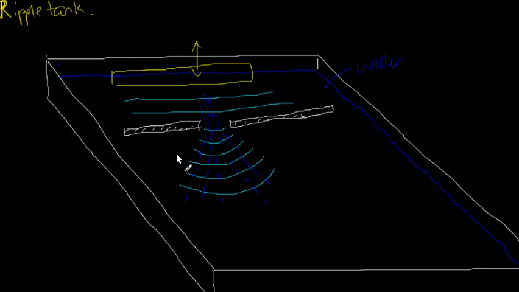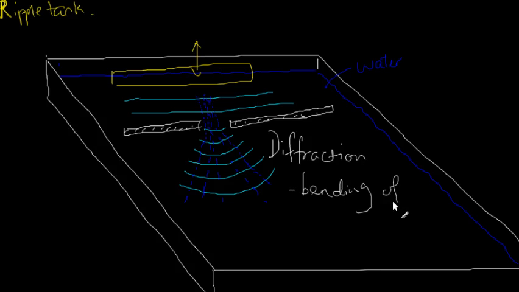Now this bending, this spreading out from a gap and bending around the edge has a name. And this name is called diffraction. Diffraction is the bending of a wave round a corner. That's one way to say it, or around an edge.